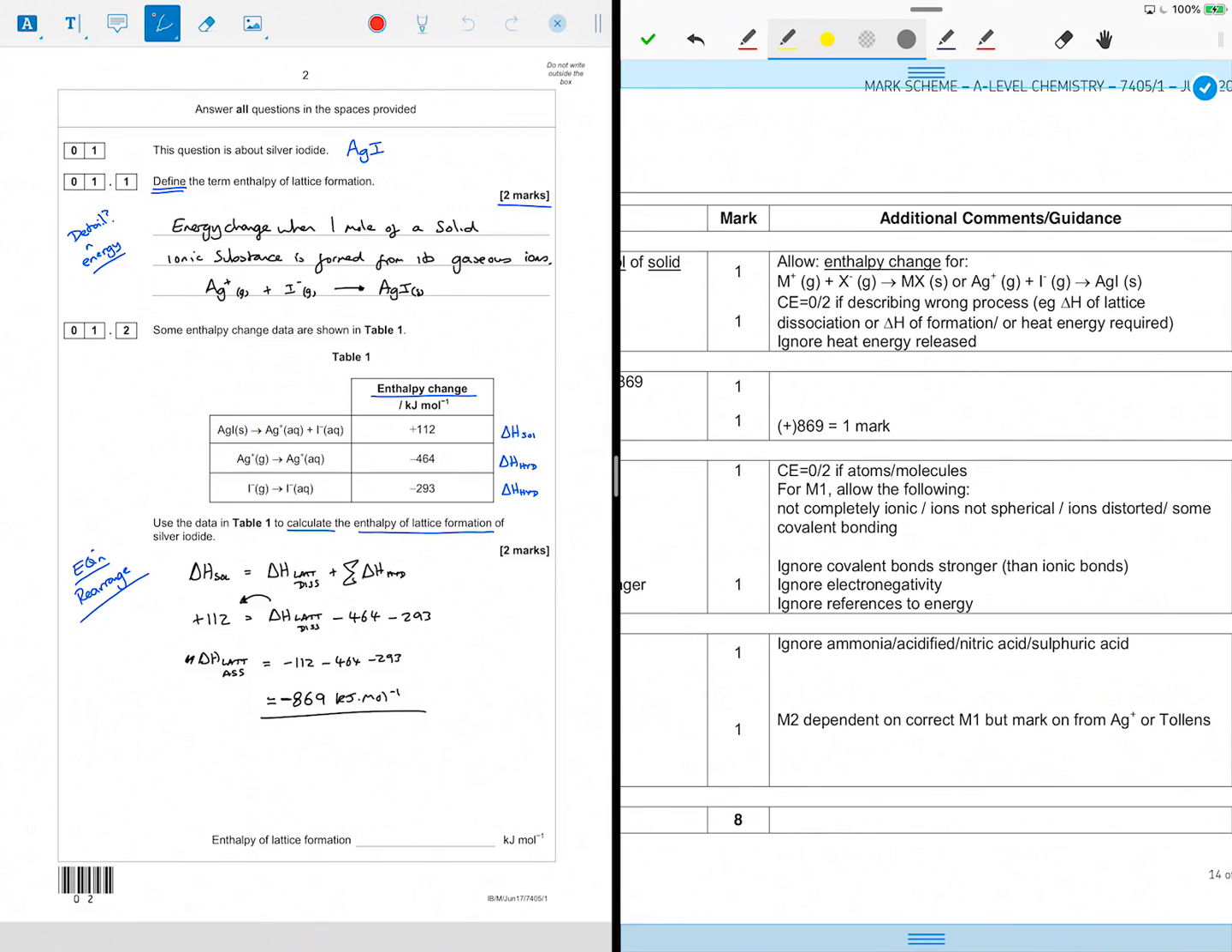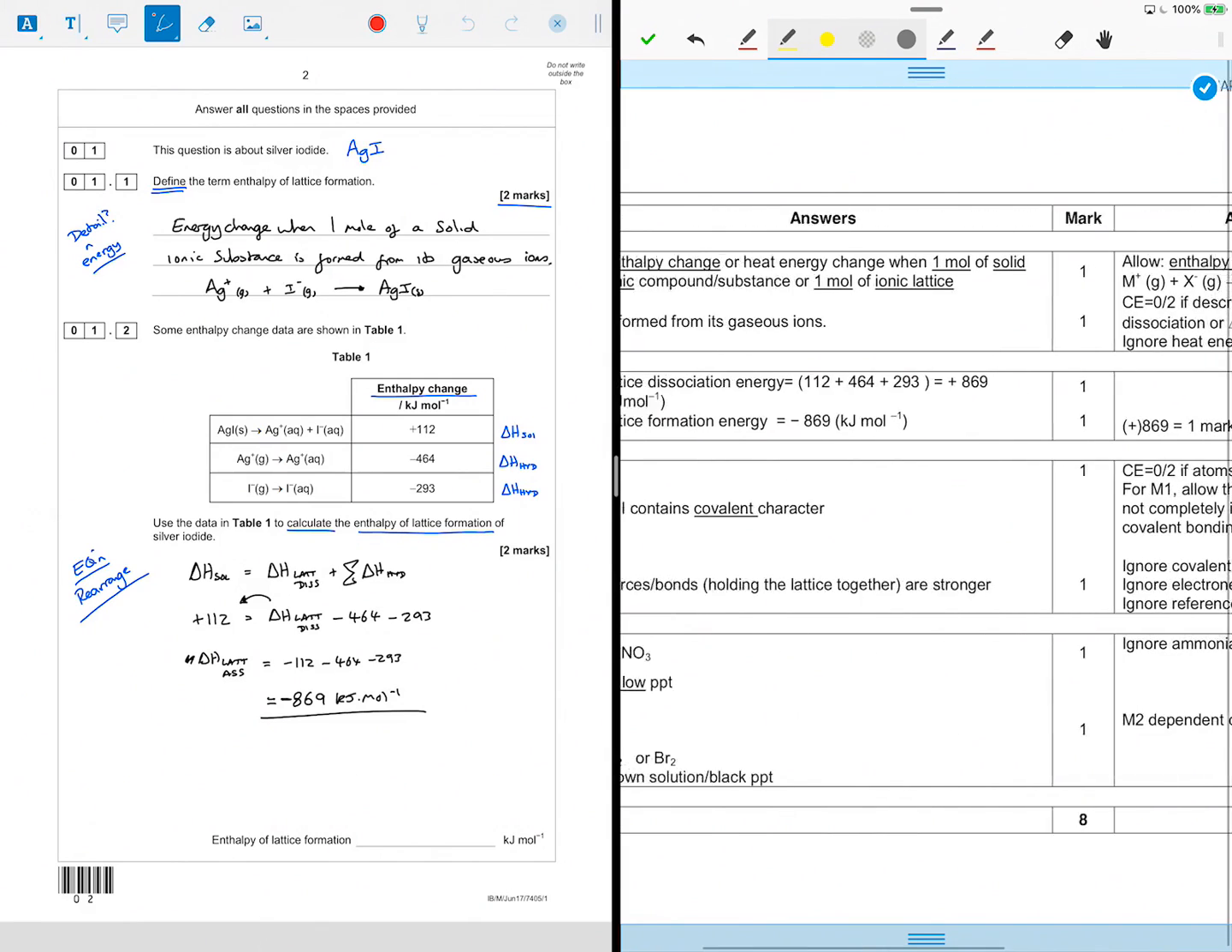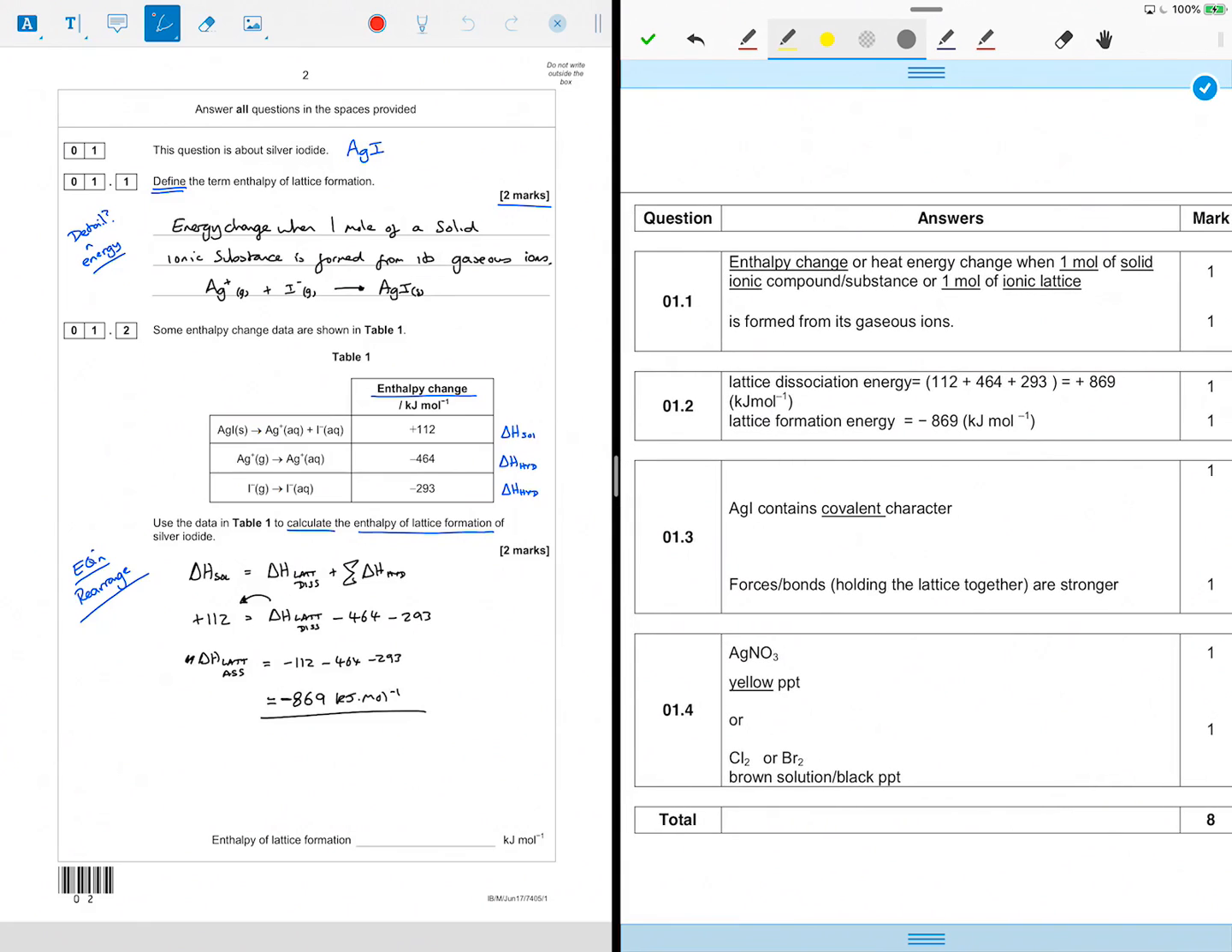Oh, that's a terrible mistake. What am I saying about knowing your definitions? I put energy instead of enthalpy. So, all these underlined ones: enthalpy change, 1 mole of solid ionic compound or 1 mole of solid ionic lattice is formed from gaseous ions. I think I've got 1 mark there for the gaseous ions bit.